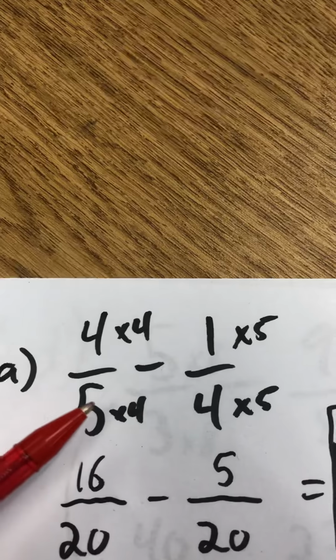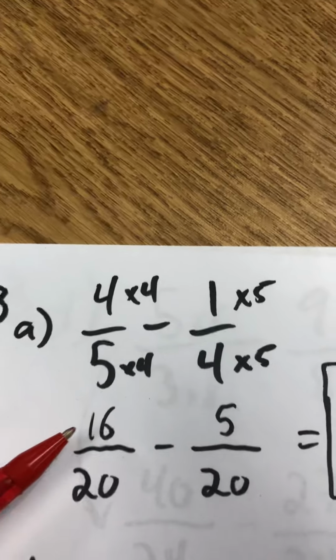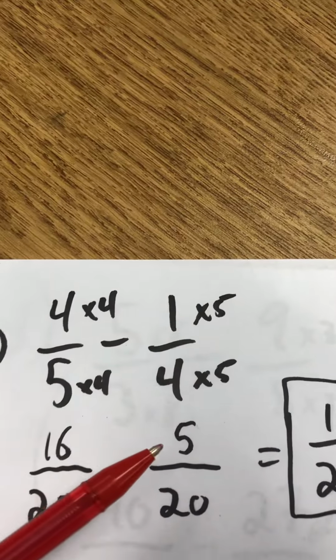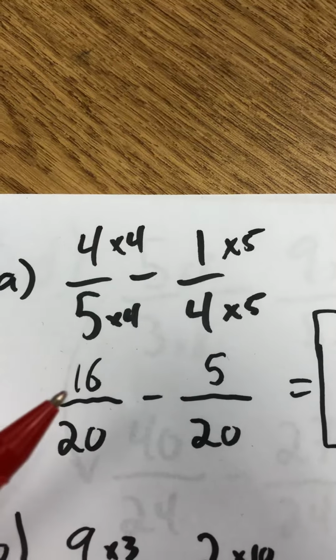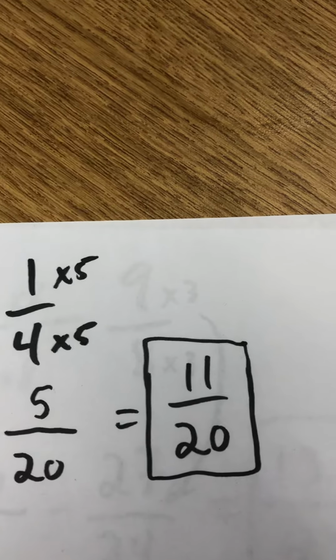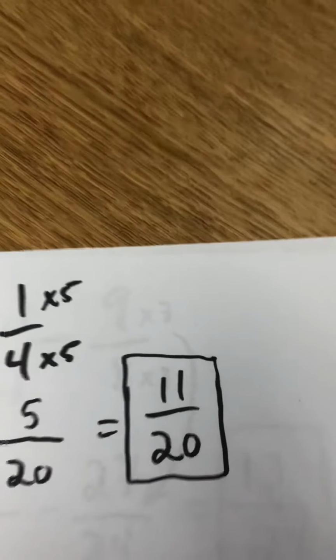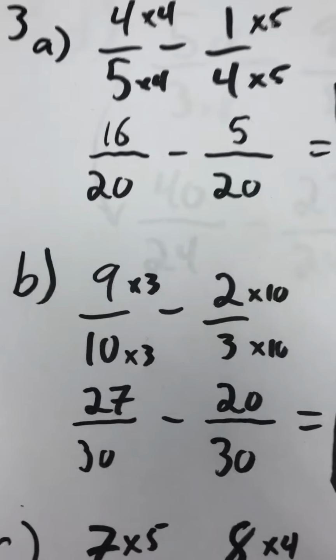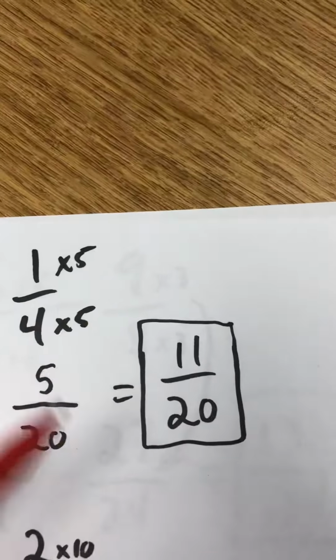So what I have to do to the bottom here, I times it by 4, I have to do to the top. 4 times 4 is 16. 1 times 5 is 5. We have our lowest common denominator. 16 minus 5 is 11. Slide over your denominator of 20. So 11 out of 20. Going over to B. Sorry, that is 2 marks. So 1 mark for showing your work, 1 mark for your answer.